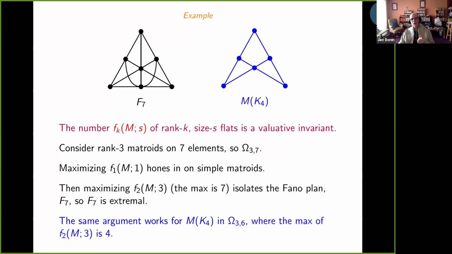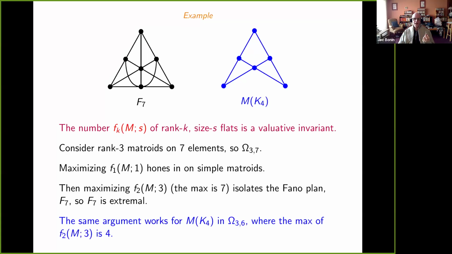Here's another example, a pair of examples that's going to motivate some of the results in this talk. One of the many valuative invariants, and I'll give you a sense of what valuative invariants are shortly, concretely, is the number of flats of a given rank, say rank K, and a given size, say size S. Okay? So if you're looking at rank 3 matroids on 7 elements, the first thing you can do is look at maximizing the number of rank 1, size 1 flats. Well, that eliminates loops and that eliminates parallel elements, so that gets you down to simple matroids.